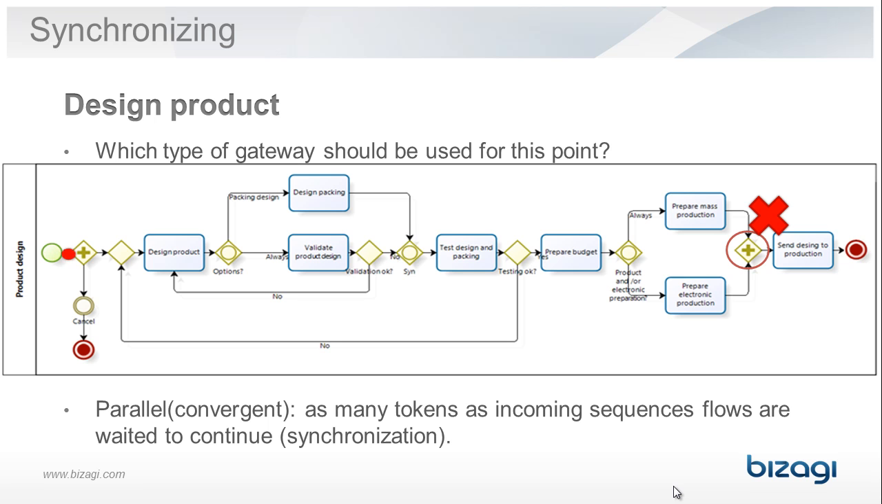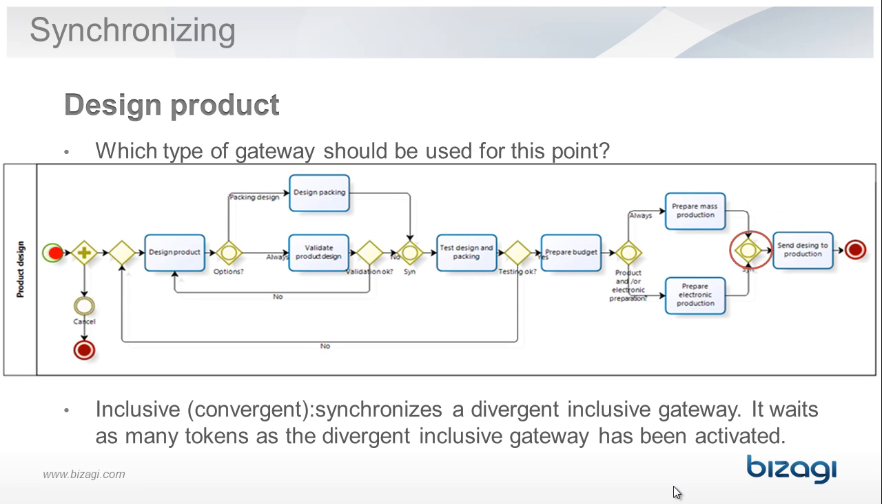To send the design to production, these two previous activities should be synchronized. If a parallel gateway is used, when only the prepare mass production activity is performed, the process flow will be stuck. Therefore, an inclusive gateway used as a convergent element will synchronize a divergent inclusive gateway. It waits for as many tokens as the divergent inclusive gateway had activated.